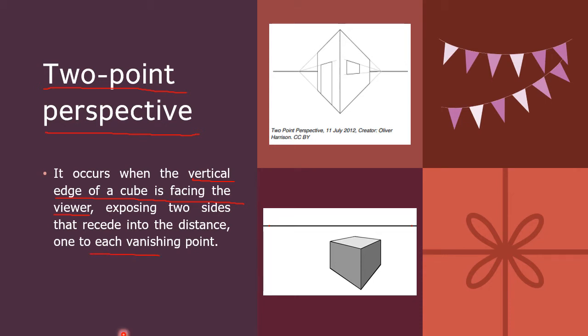Like this example, this is the two-point perspective. Let's look at this box or cube. We are looking at two parts of the cube. If it's a one-point perspective, we only see one side of the cube. In two-point perspective, we can see two sides of the cube, like this one: this side on the right and the other one on the left.